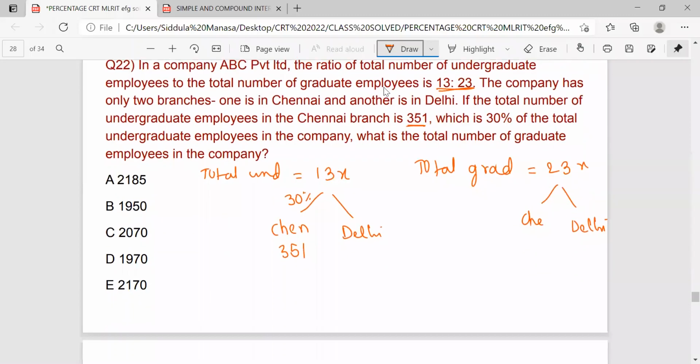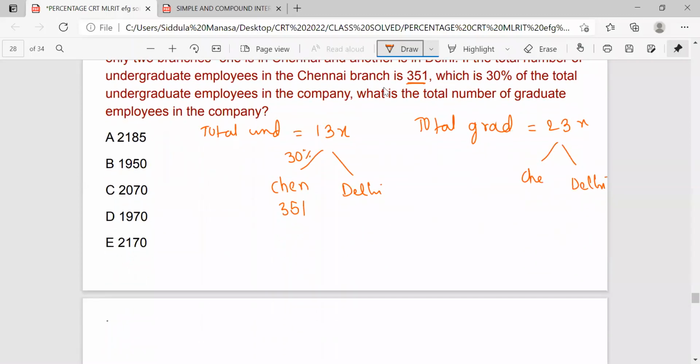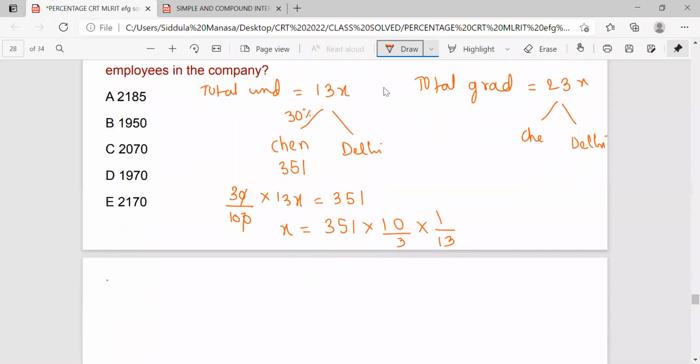So what we can write? So 30% of total, 30 by 100 of total undergraduate is nothing but what? 13x, which is equal to 351. Right? Now what we require? So 0, 0 cancel, 0, 0 cancel. So x value is equal to 351 into 10 by 3 into 1 by 13. So this we got for x value.